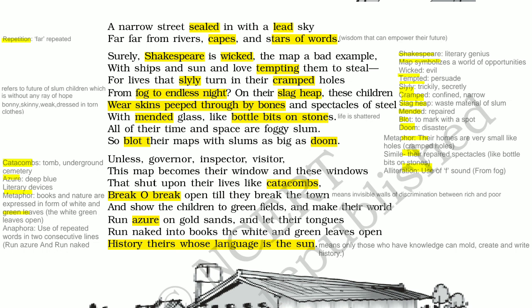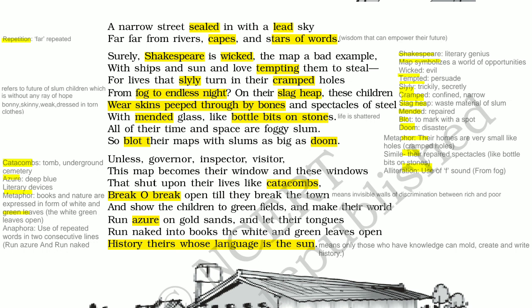Further, he says let their tongues run naked into books. Let their tongues run naked into books means they should be allowed to study and be educated. Poets strongly feel that the lives of these children will be very miserable and unfulfilled unless they are educated.